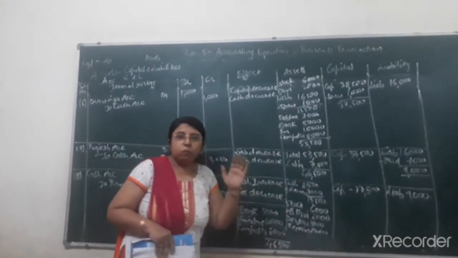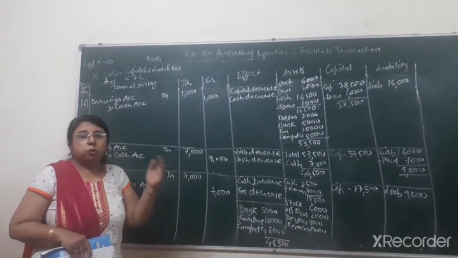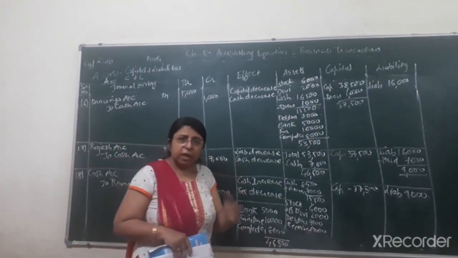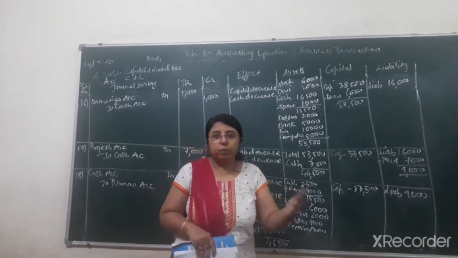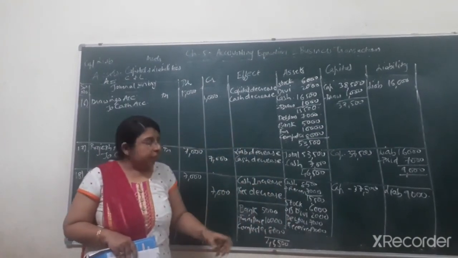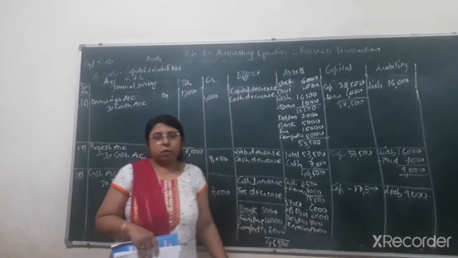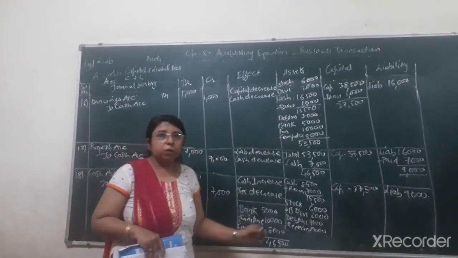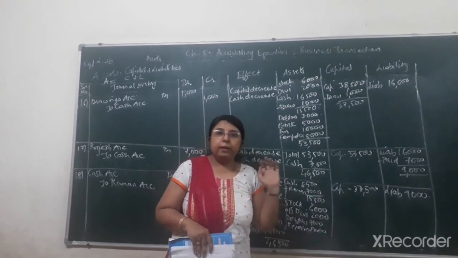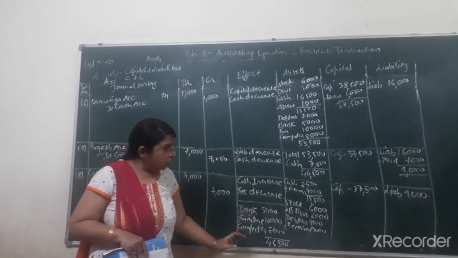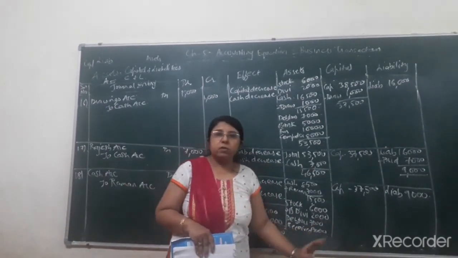So in this way you have to calculate the entire sum. You have to carry forward the assets, capital and liability from the previous transactions, and accordingly at the last you have to find the total of assets, capital and liabilities. And always the total of assets will be equal to the total of capital and liabilities. So this would give a proof that your answer is correct.